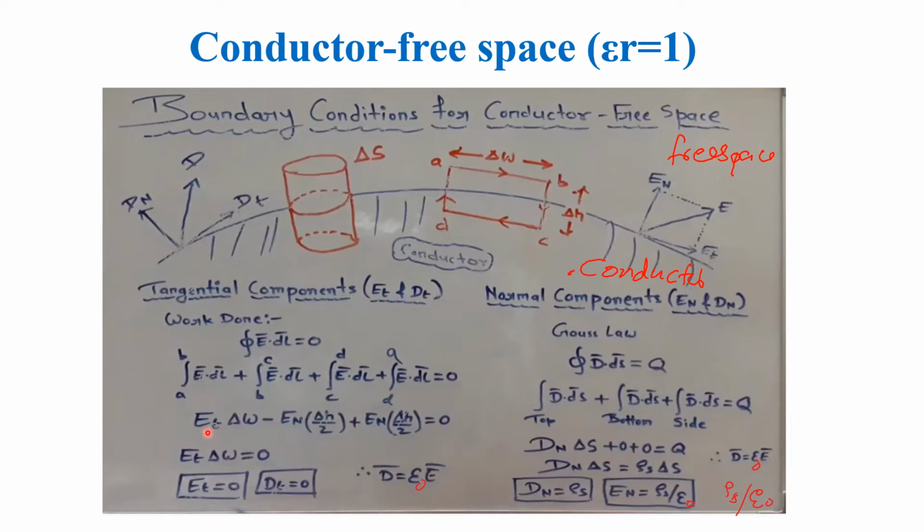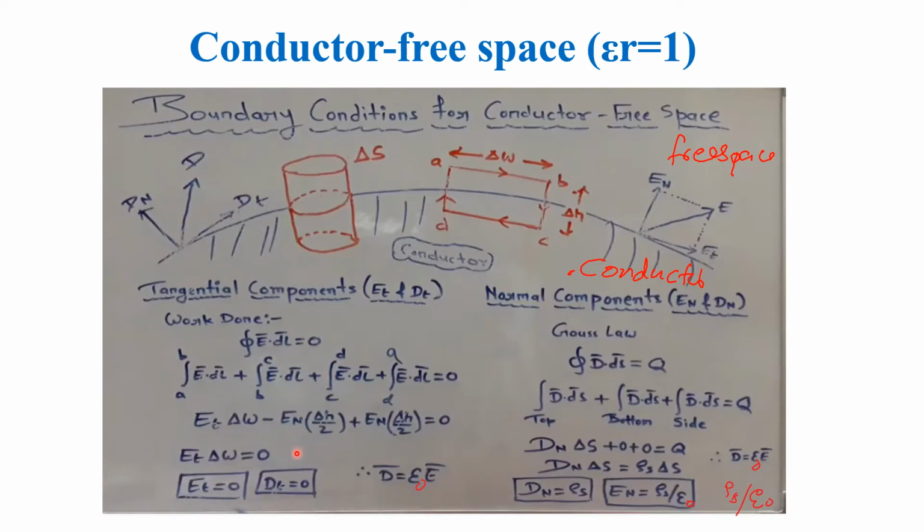Now, first one, A to B. We can see that the electric field is in the direction of the length there. The length there is delta W. The electric field there is E tangential. Both are in the same direction, so you can write E tangential times delta W times cosine 0. It is a dot product. As cosine 0 is 1, it is E tangential times delta W only.